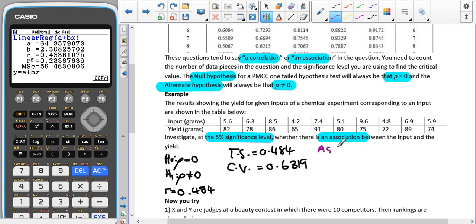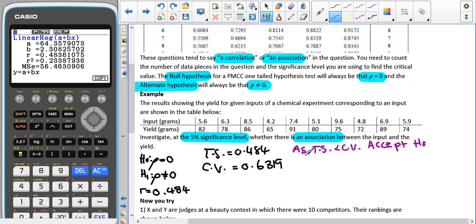And again, our conclusion is based the same way as it was for our one-tail test. So as we don't have a strong enough correlation, so the test statistic is smaller than the critical value, that means that we haven't found a correlation, so we accept H0. Again, state what significance level we used.